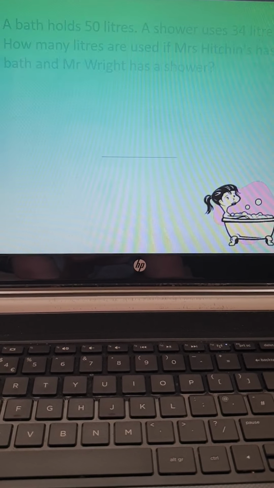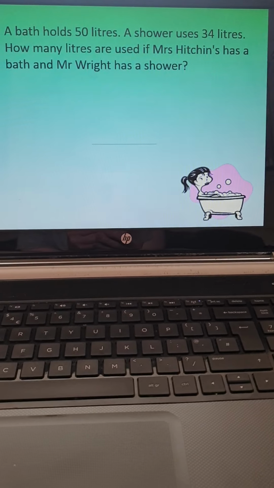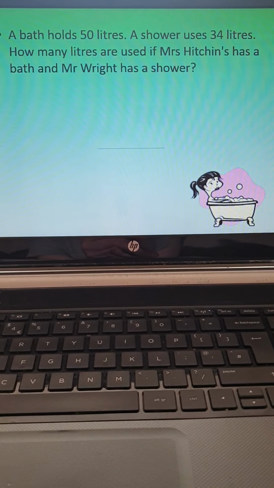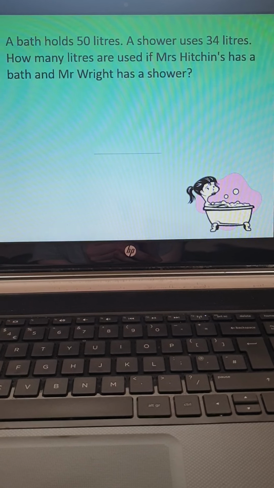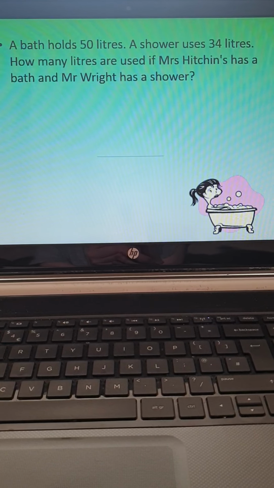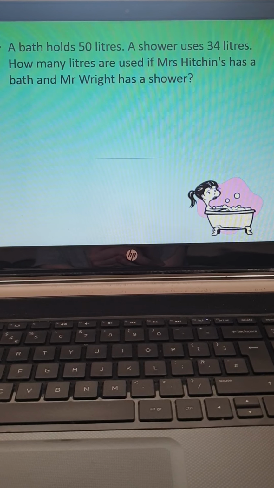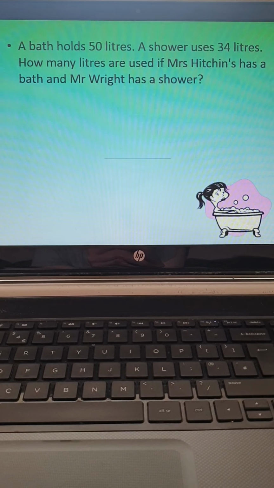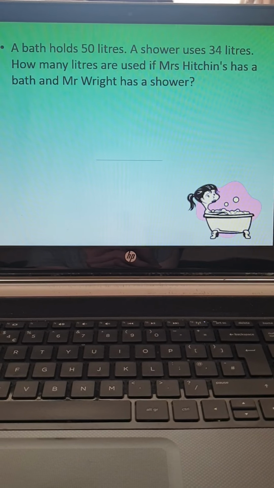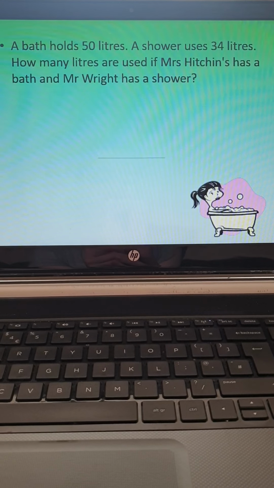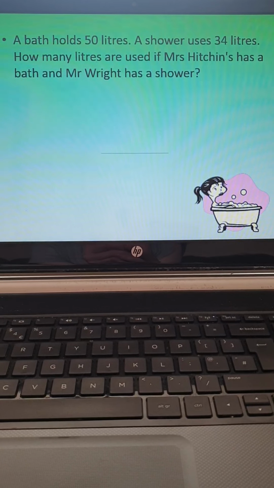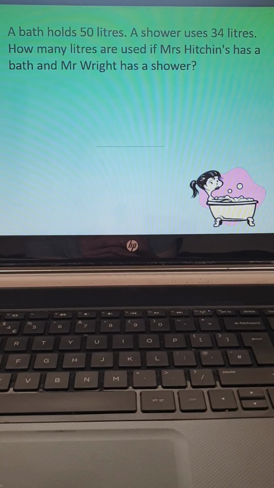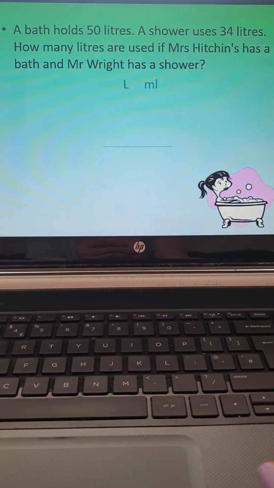Well done. Okay. A bath holds 50 liters. A shower uses 34 liters. How many liters are used if Mrs. Hitchens has a bath and Mr. Wright has a shower? Okay, so the bath holds 50 liters and the shower holds 34. So we want to know how much or how many liters are used all together. So if we want to know something all together, any idea what we're going to do? We're going to add, okay?